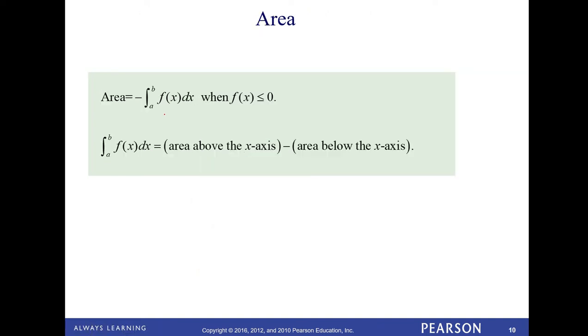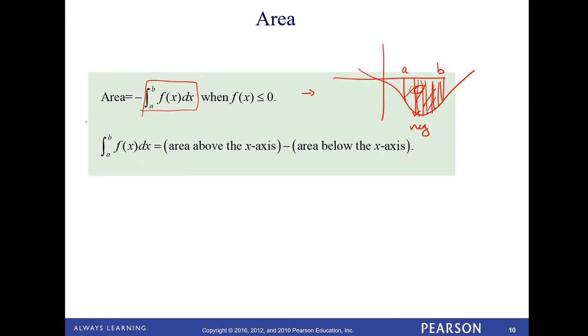Now, what if the function is below the axis? So if my function is down here, and I'm going from a to b, then the area is going to be the opposite of this integral. Since these function values are all going to be negative, when I find the sum of these rectangles from a to b, I'm going to get a negative value. The area is the opposite of that negative number.